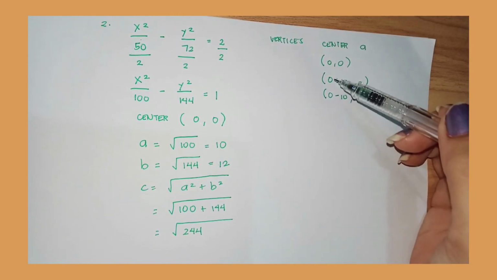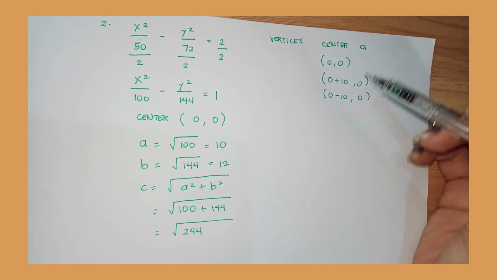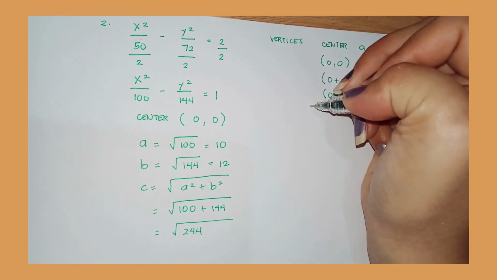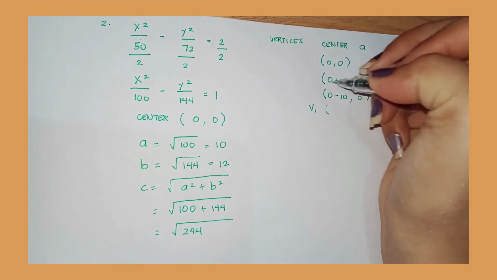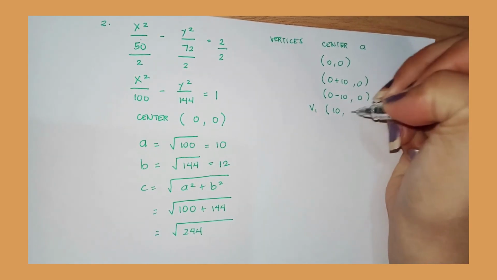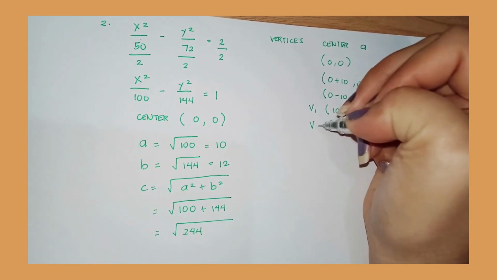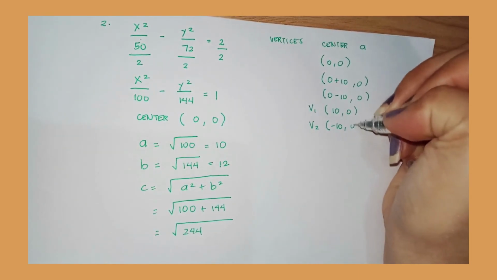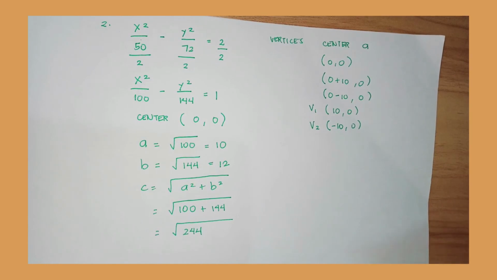Yung center natin, 0, 0. Yung A natin, plus and minus. So, ang ating vertex number 1 is 0 plus 10, that is 10. Then, copy 0. Ang ating vertex number 2, 0 minus 10, that is negative 10 and 0. So, this will be our vertices.